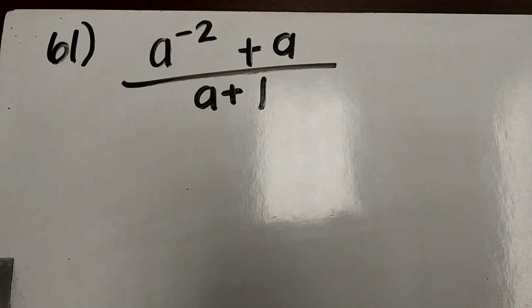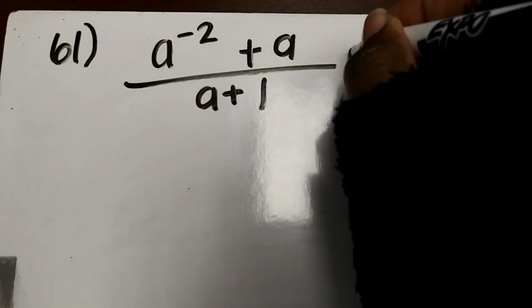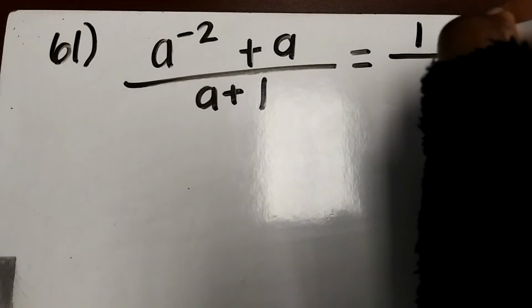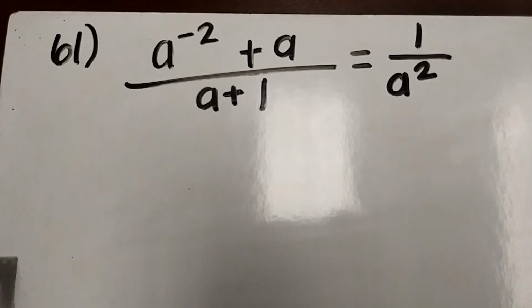A power raised to a power, you multiply. A base raised to a 0 exponent equals 1. And when a negative exponent, I have to flip it. That's what we have to do here. So I have 1 over a to the second. And remember that?